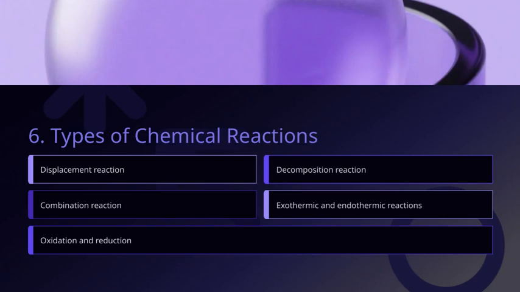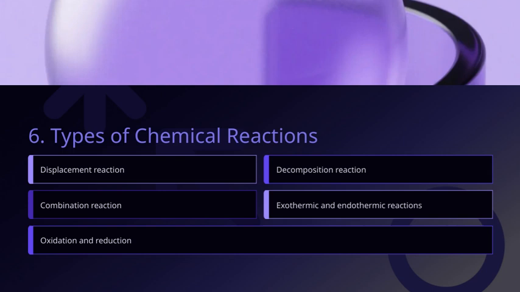Now, let's explore some of the main types of chemical reactions that we encounter. First, we have exothermic and endothermic reactions. Exothermic reactions release energy, usually in the form of heat, making the surroundings warmer. In contrast, endothermic reactions absorb energy, often cooling the environment. Recognizing these helps us understand energy flow during reactions.